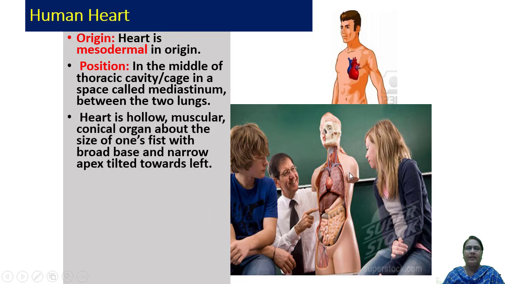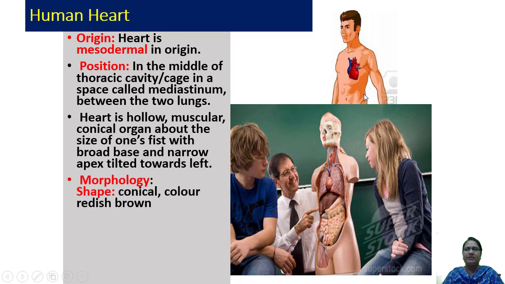Okay. Next, the heart. It is a hollow muscular conical organ about the size of one's own fist, with a broad base and narrow apex tilted towards the left.